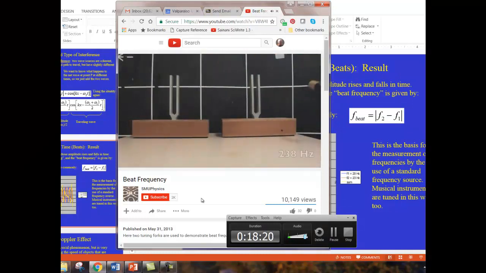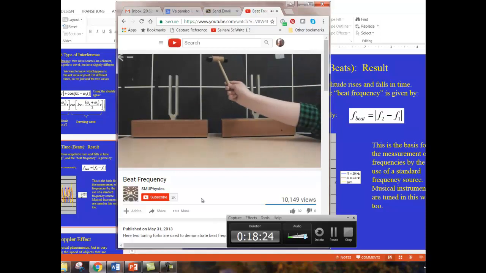250 Hertz compared to 238 Hertz. You can't really tell much of a difference unless you play them at the same time. Notice there's that warbling sound, that alternating loud and soft tones that we can hear.